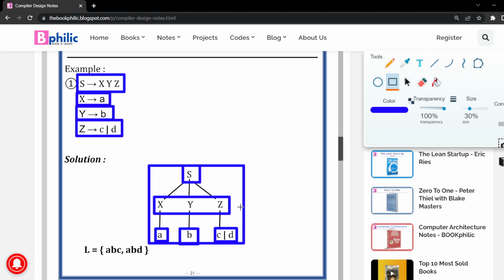You can regenerate the parse tree by generating here the d. First of all you have to take this c and then you will have to take this d. So for our shortcut we have just written c or d. Okay, the parse tree will be the same as it is.